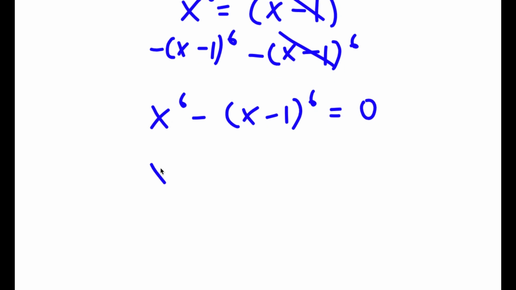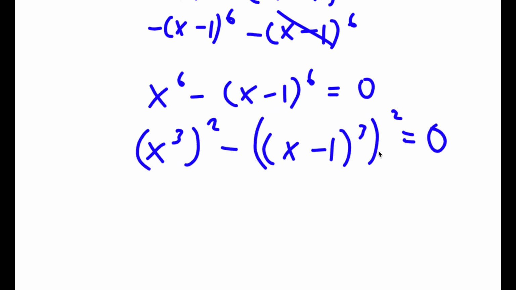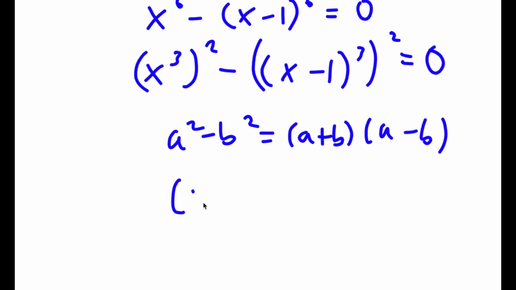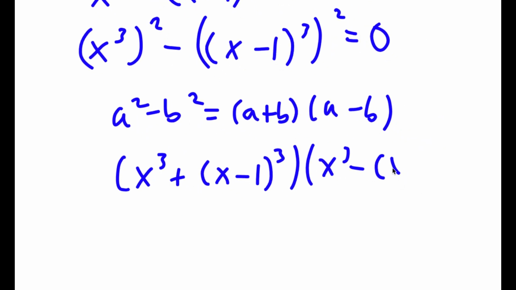Now x to the power of 6 is the same thing as x cubed squared, and (x minus 1) to the power of 6 is the same thing as (x minus 1) cubed squared. Now, if I have something in the form a squared minus b squared, this is equal to (a plus b) times (a minus b). So this is going to equal (x cubed plus (x minus 1) cubed) times (x cubed minus (x minus 1) cubed), which is equal to 0.